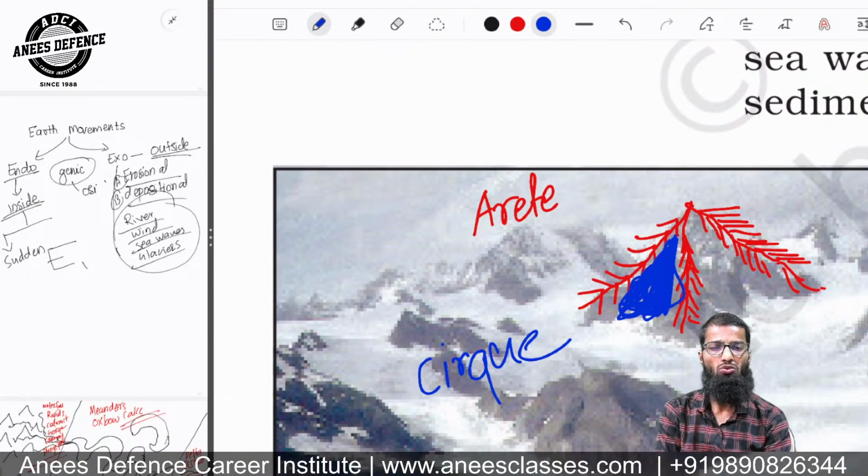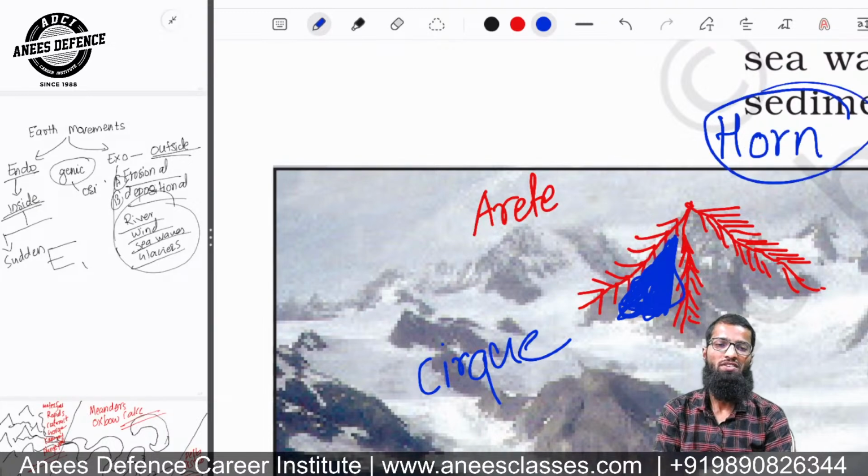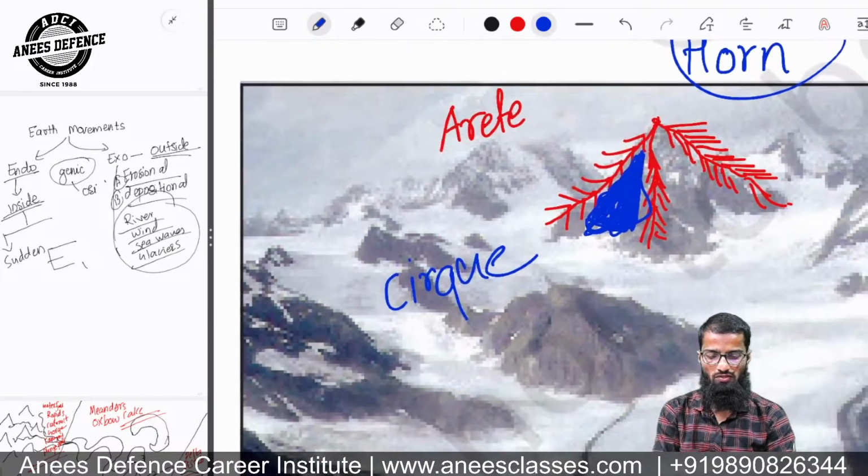Now remember, when more than two aretes come together, it forms a horn. One of the famous horns in the world is the Matterhorn in Switzerland. Or in Mount Everest also you have different types of horns. Now you've got three words: arete, cirque, and horn.